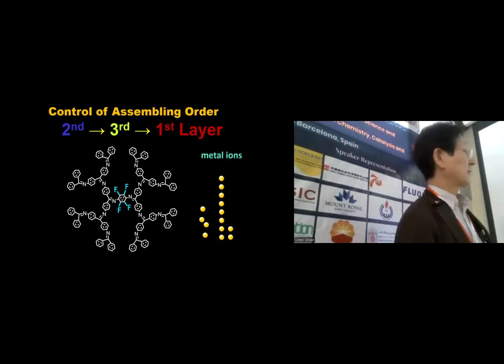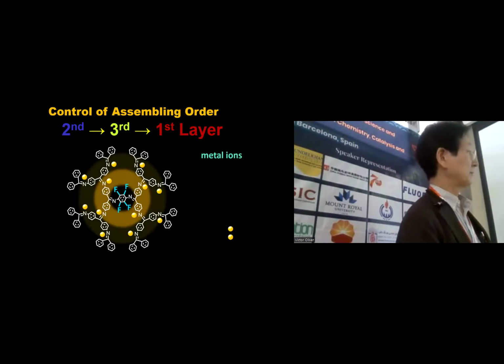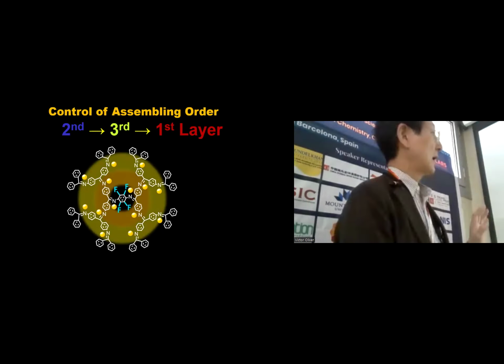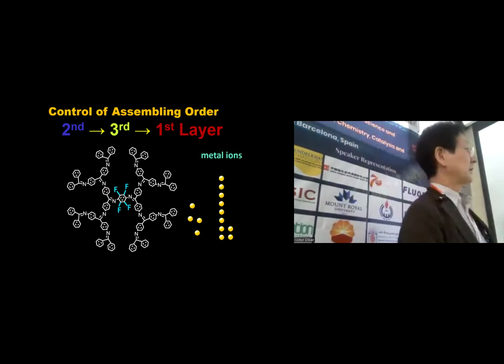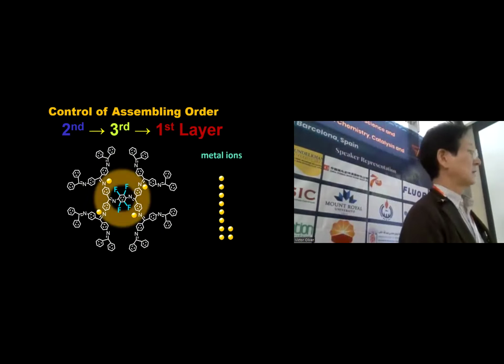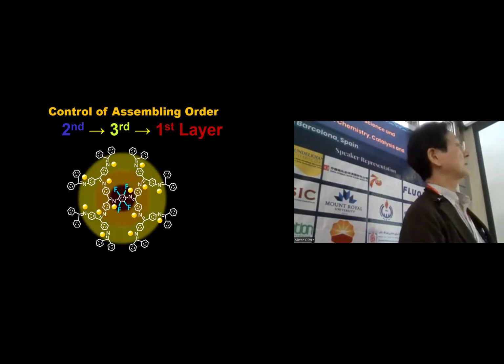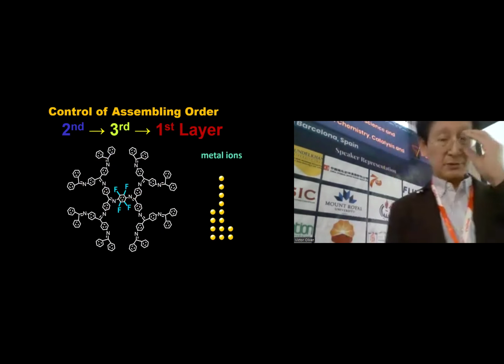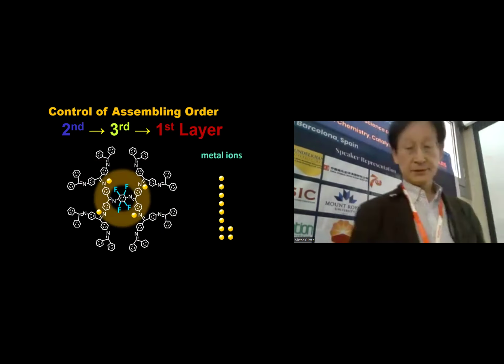First, metal is assembled at the second layer, which holds imine. Next, metal is assembled at the third layer, which has 8 imine. Lastly, metal is assembled at the first layer. So the order is second layer, third layer, then the first layer. Introduction of the electron-withdrawing group results in a change of the assembling order.